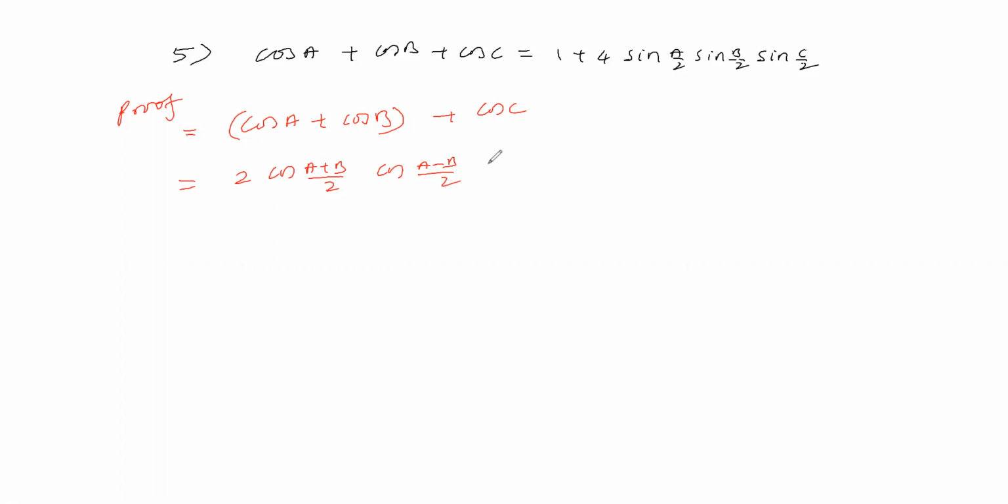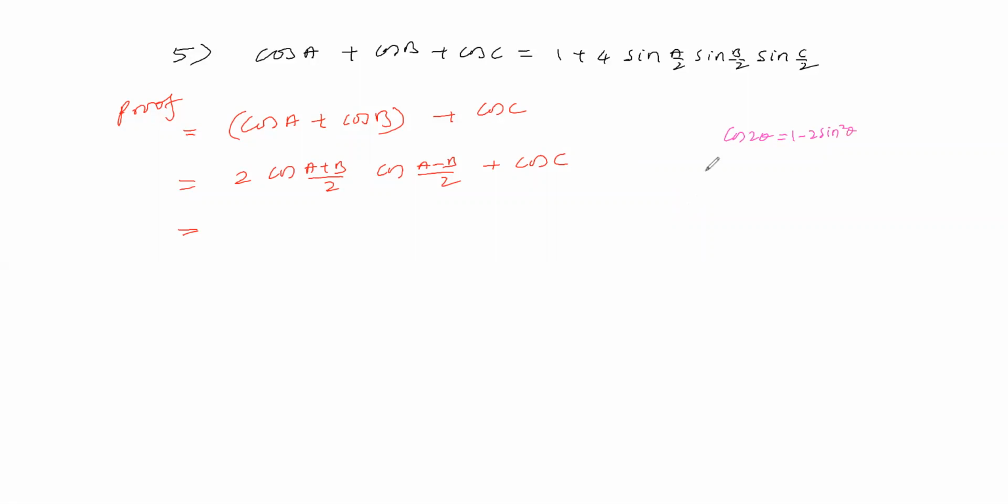And plus cos C. Here we have 2 cos((A+B)/2), here cos((A-B)/2), and here cos C. Now you know the formula for cos C. The cos 2 theta formula is 1 minus 2 sin square theta.